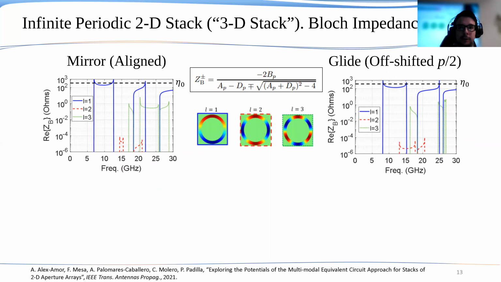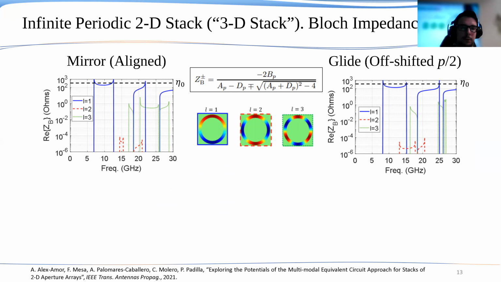The present formulation is also able to compute the Bloch impedance of a three-dimensional periodic structure. In this case, we have computed the Bloch impedance of the first three propagated modes for the mirror and glide-symmetric configurations. It can be appreciated that the real part of the Bloch impedance of the first propagated mode, which is the blue curve, is near the value of the free space impedance, that is 377 ohms. This means that a good matching, a good transmission is expected for this mode.